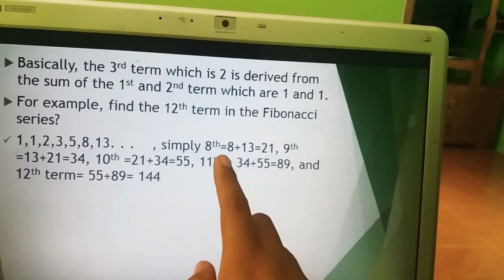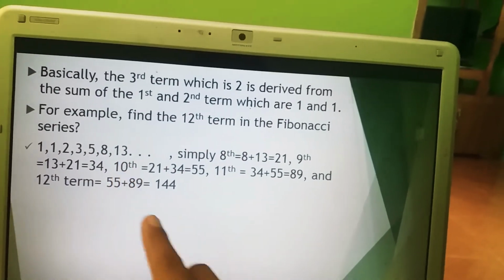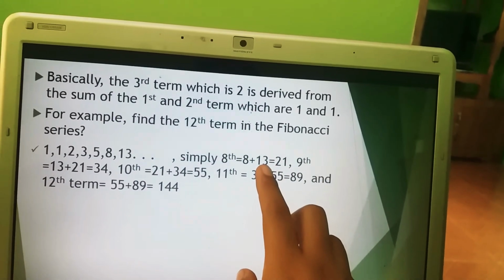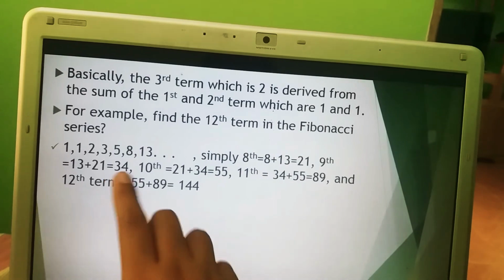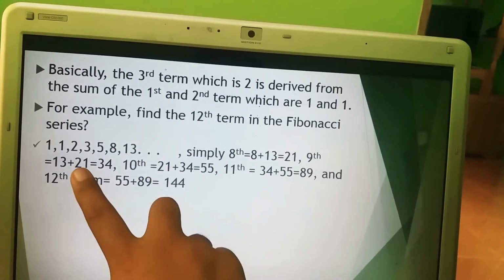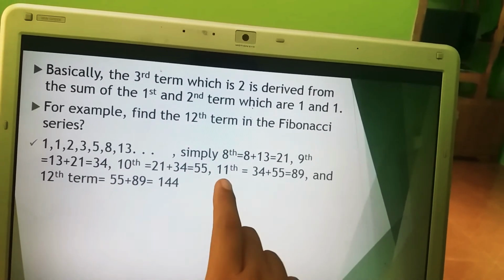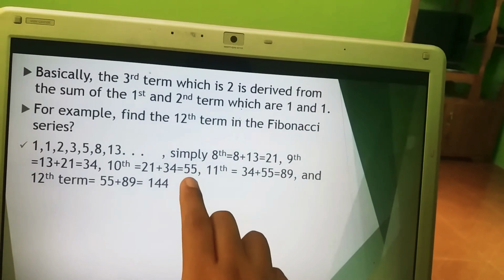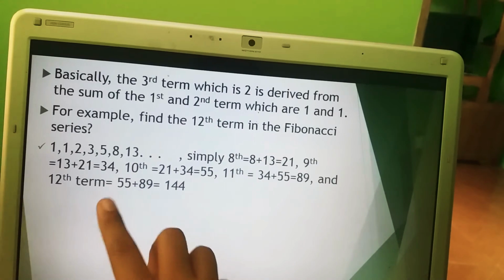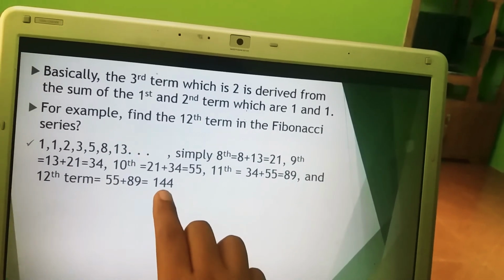The 8th term will be 8 plus 13 is 21. Your ninth term is 21 plus 13 is 34. Your 10th term, we will have 21 plus 34 is equal to 55. Your 11th term is 34 plus 55 is equal to 89. And your 12th term, of course, is 55 plus 89 is equal to 144.